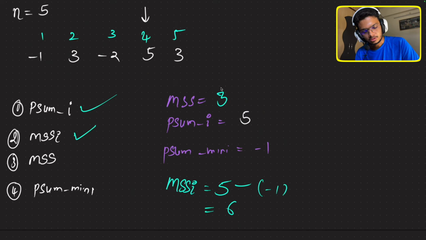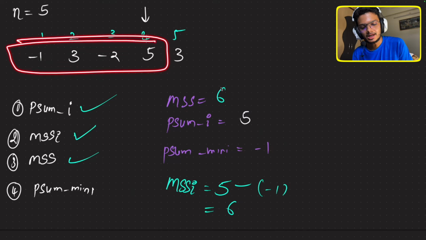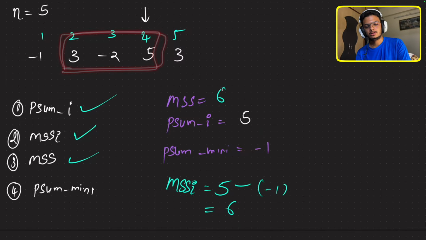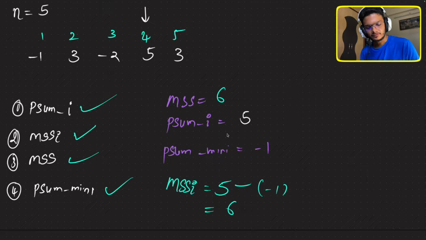Okay, now try to update the maximum subarray sum. Which one is higher, 3 or 6? 6. So update it. Indeed, if you see here, the maximum subarray sum ending at index 4 is actually 6. This portion, right? So 5 plus 3 minus 2. Then we will try to update the minimum prefix sum, but it will still stay -1, right? So then we'll move ahead.